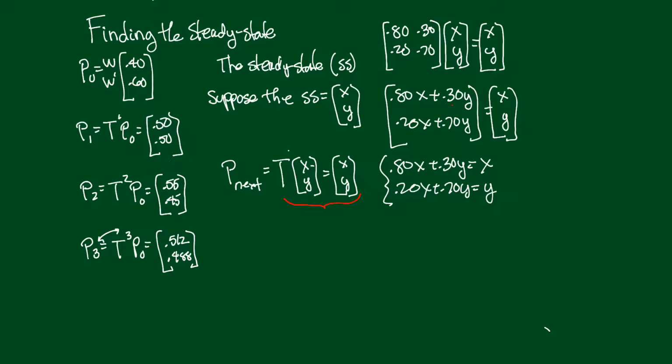Be a little bit careful when you do this, because what we're going to have is 0.80x minus x, and then plus 0.30y. That's going to be 0, right? x minus x is 0. And in the second equation, we're going to have 0.20x plus 0.70y, and then minus y. We're going to subtract that y. That's going to be 0. Now, what do we get here? What is this part right here?